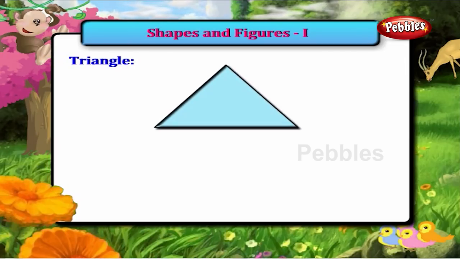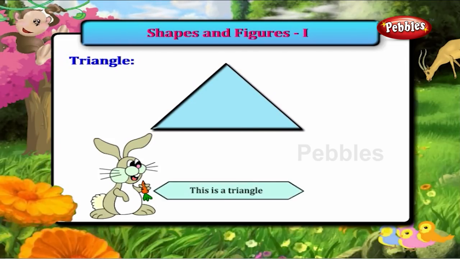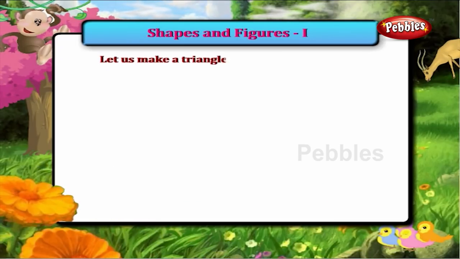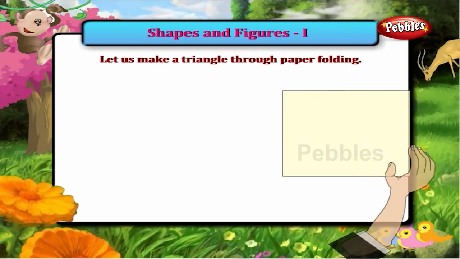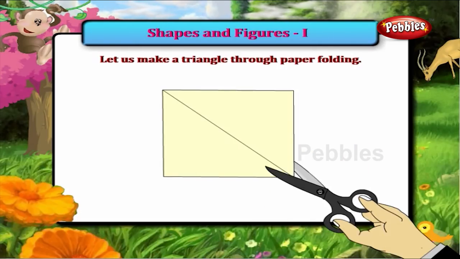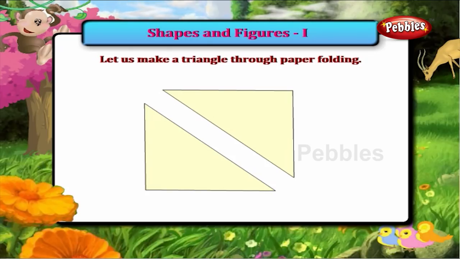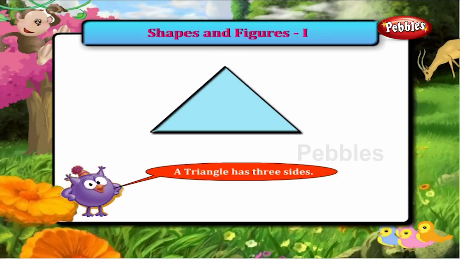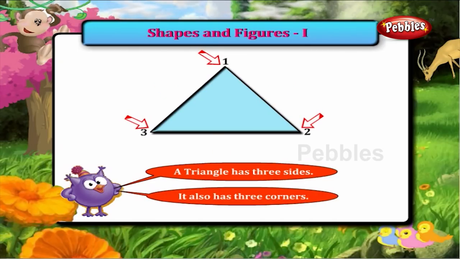Triangle. This is a triangle. Let us make a triangle through paper folding. Take a paper and cut it along its diagonal. We get two triangles. A triangle has three sides. It also has three corners.